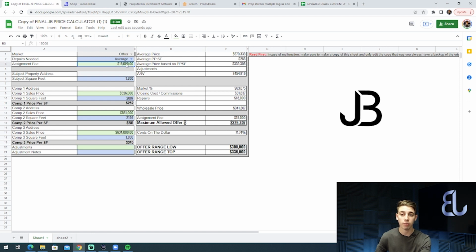We want to start at a $15,000 assignment fee, but let's say we wanted to make $30,000 on the deal. We could change the assignment fee to $30,000. Now we want to make sure we're on our market with the calculator. So we're going to go to Arizona, because this is an Arizona property. We're going to do that.